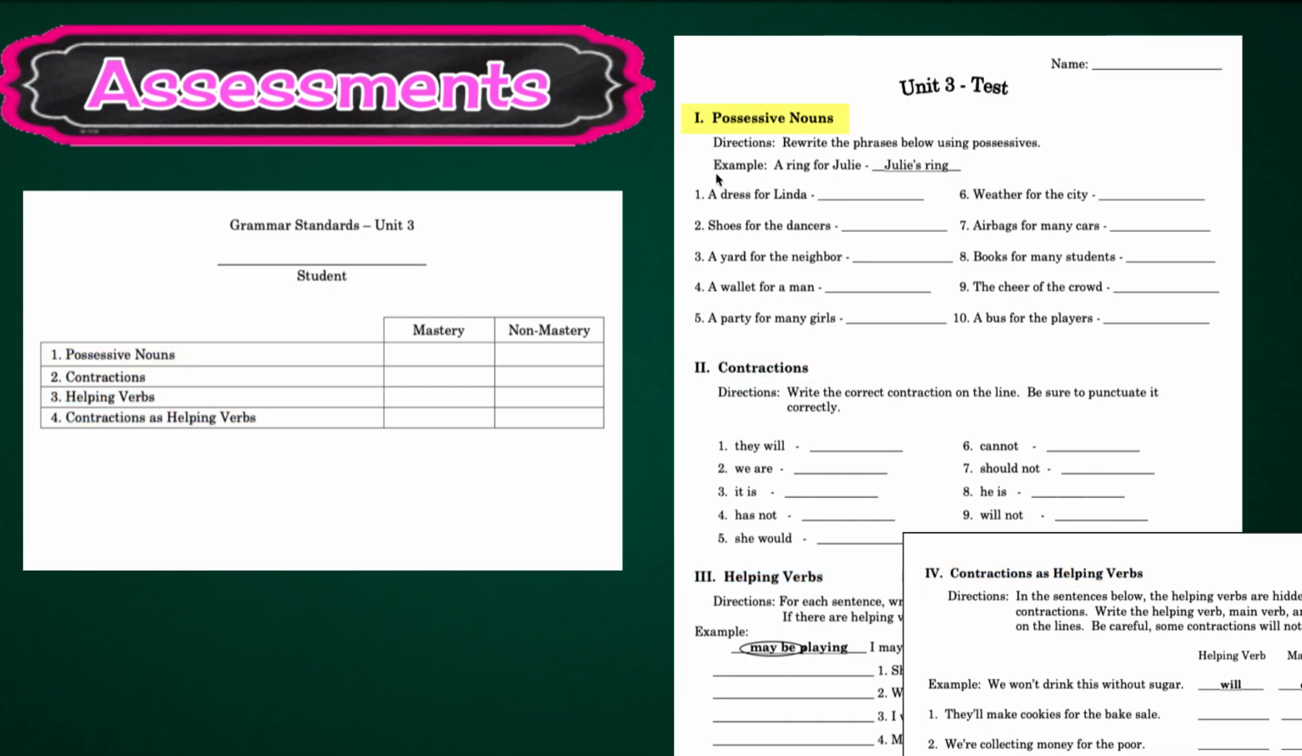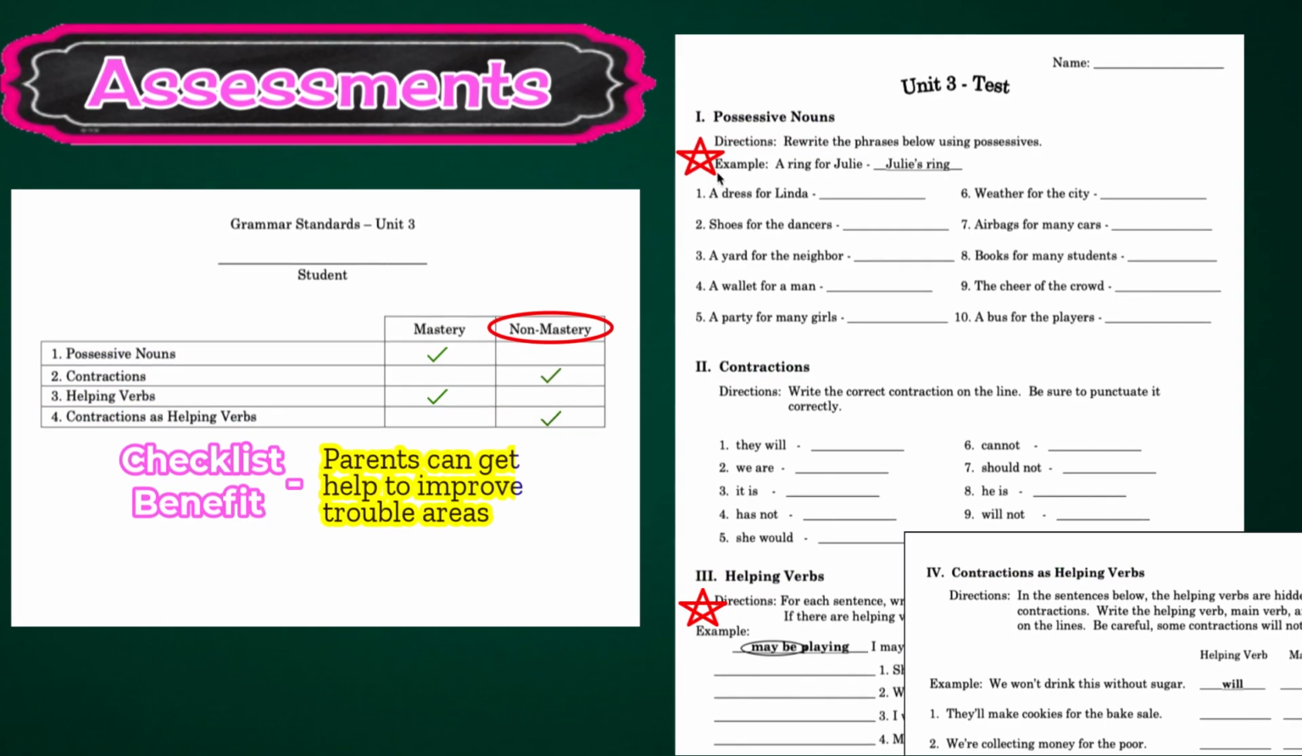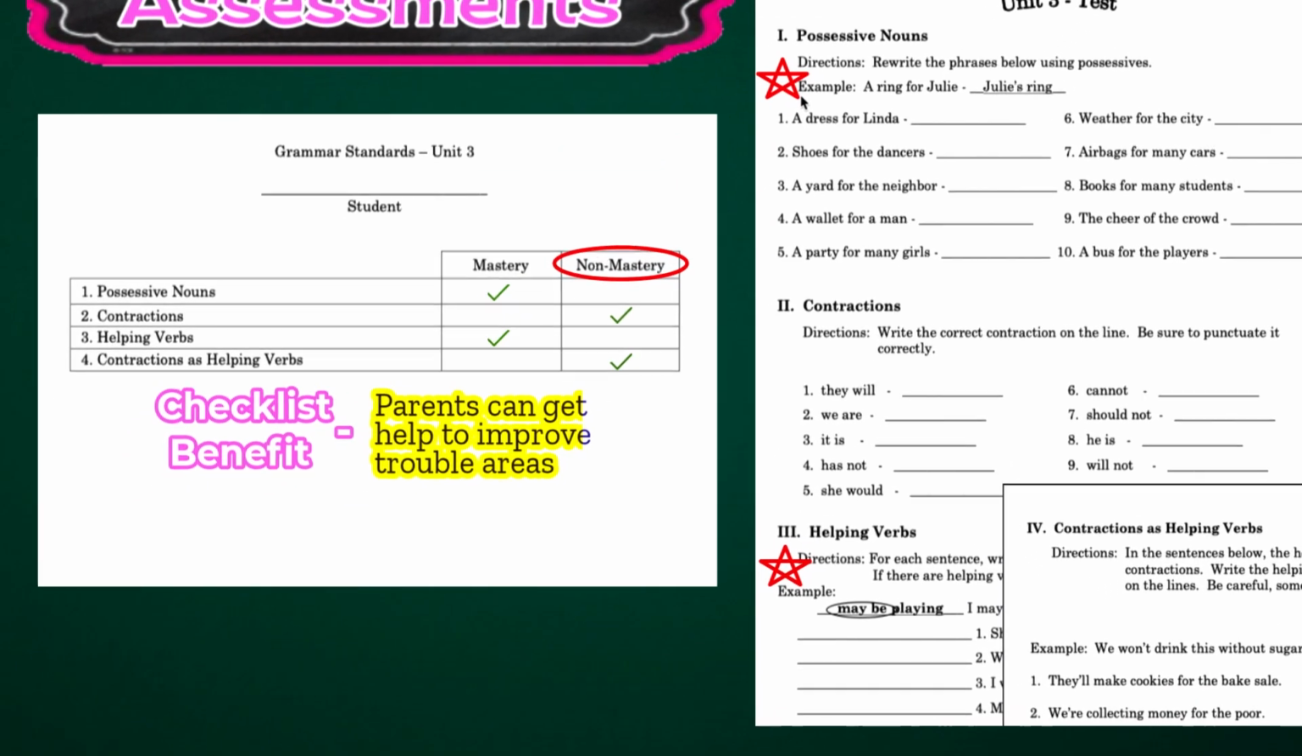Now, if the student does well on a standard here in the test, I put a star. This means that they've mastered the standard. If they don't do so well, I just leave it blank, like on part 2 here, contractions. On this example, the students pass parts 1 and 3, so they get stars. And they didn't pass number 2 and number 4, so it's blank there as well. So on the parent checklist, you'll mark mastery for numbers 1 and 3, and you'll mark non-mastery for numbers 2 and 4.